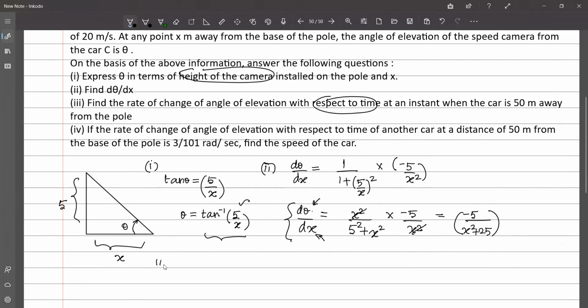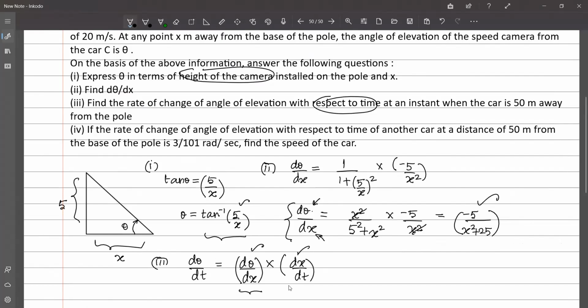Whereas in the third question, they're asking us to find d theta with respect to change in time. So we can use chain rule here, d theta by dx. We don't have to go anywhere for this. We have just found out this answer. And dx by dt. If you observe closely, what is dx? Change of the displacement.